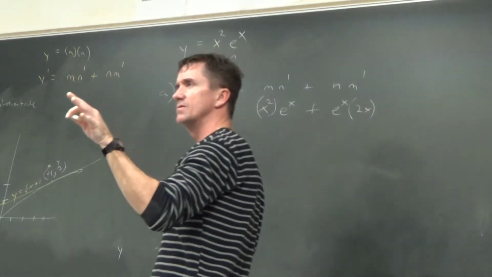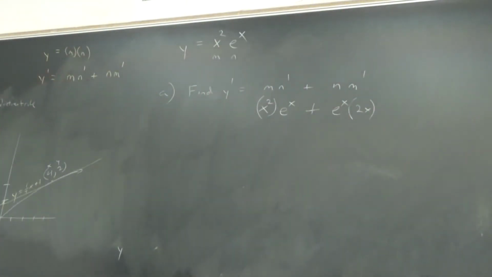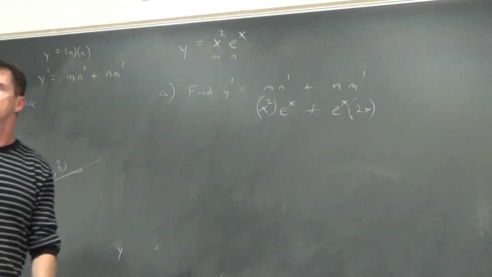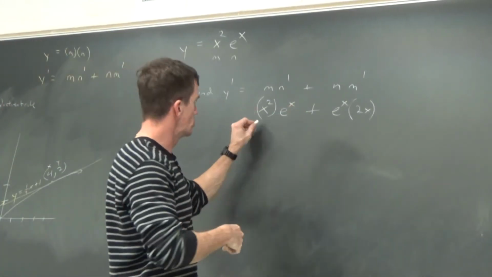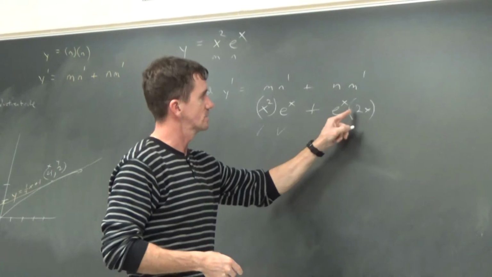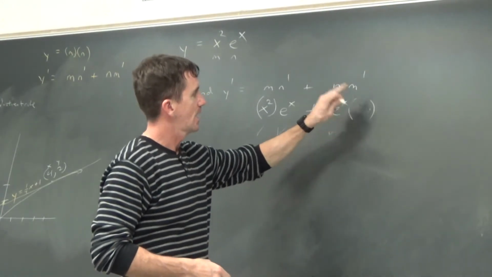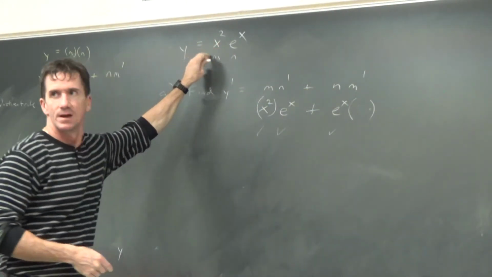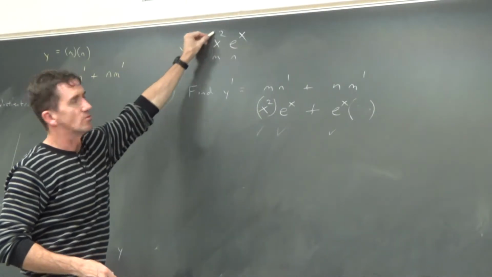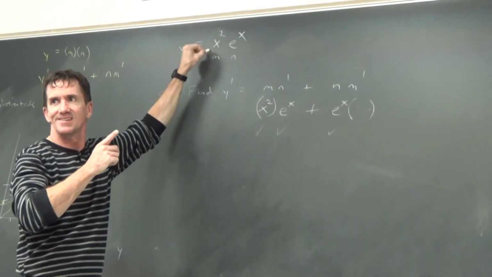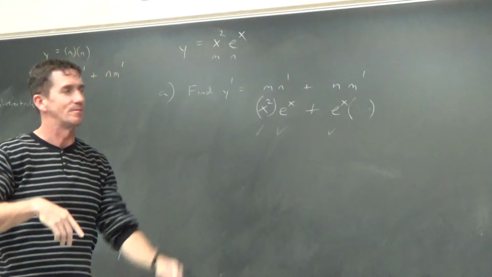Okay on each derivative? Where'd you get the 2x? Here's my M. I need the derivative of that, I'm doing the power rule. So 2 in front, and then decrease the power by 1. Yeah.